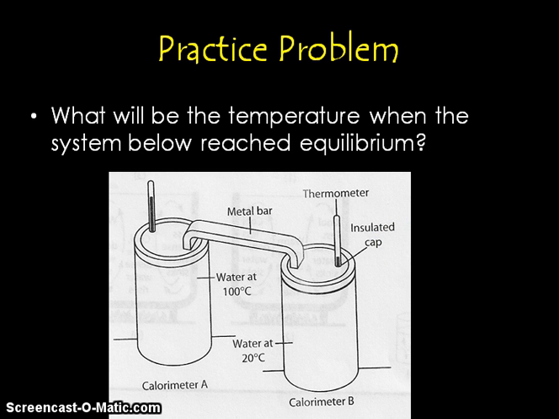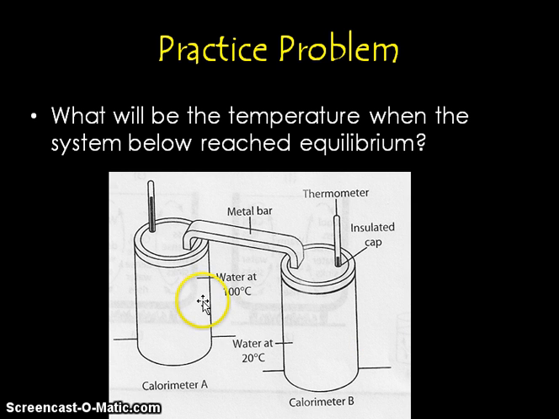Let's do a practice problem dealing with this. The question says, what will the temperature be when the system below reaches equilibrium? Well, we have this calorimeter A with water at 100 degrees Celsius and calorimeter B with water at 20 degrees Celsius. Remember, energy will move from high concentration to low concentration, so our energy will move from A to B. It's going to move through this metal bar. In fact, I'm sure some of you have already done this experiment before in lab.